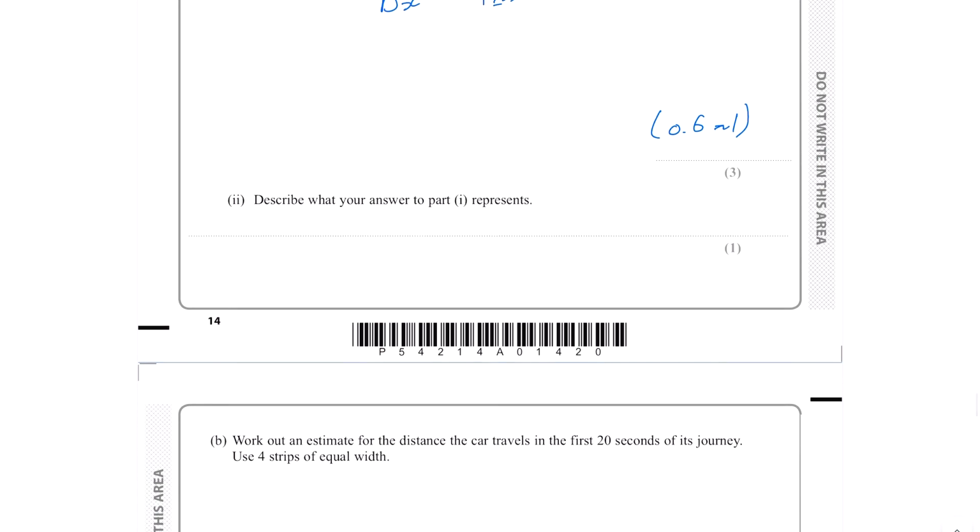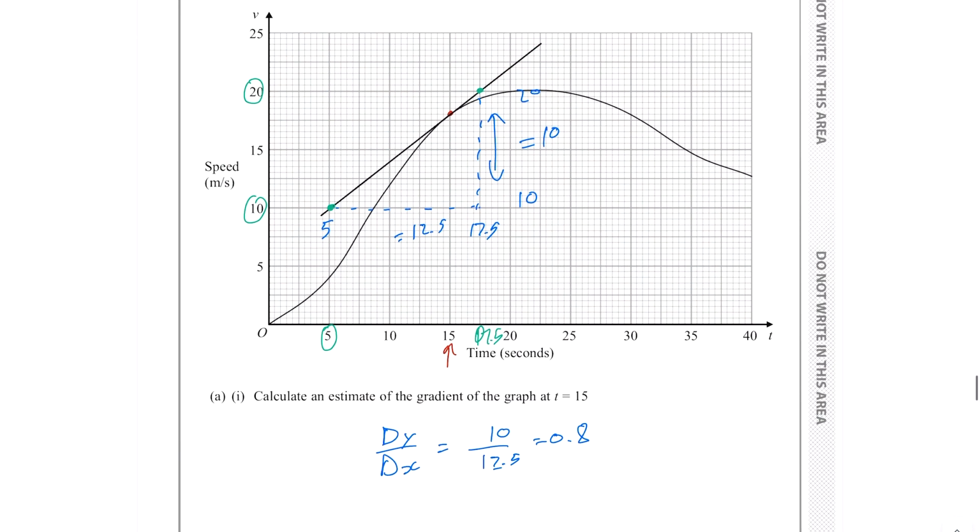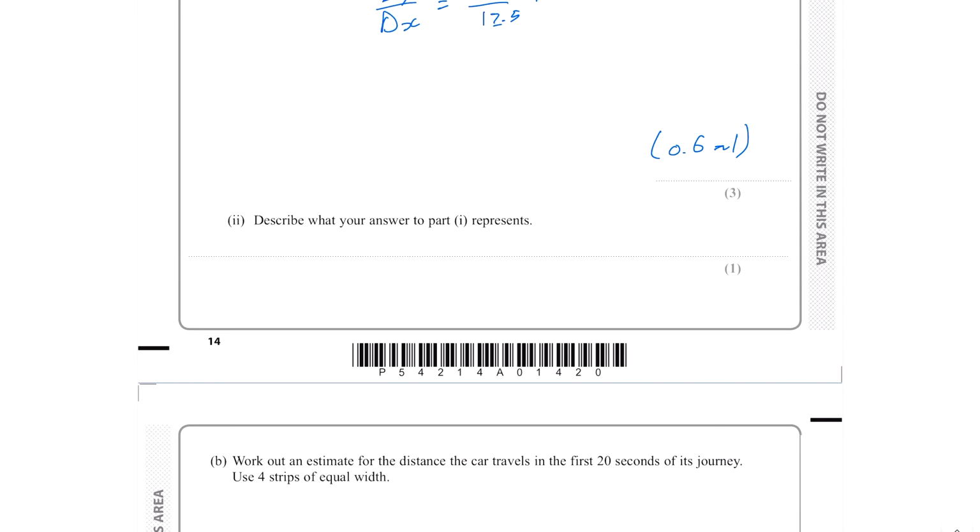Describe what your answer to part A represents. So it's the change in speed against time, and that's known as acceleration.